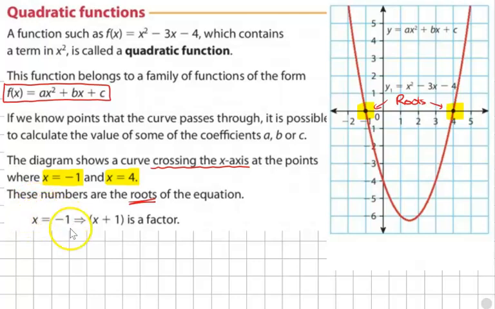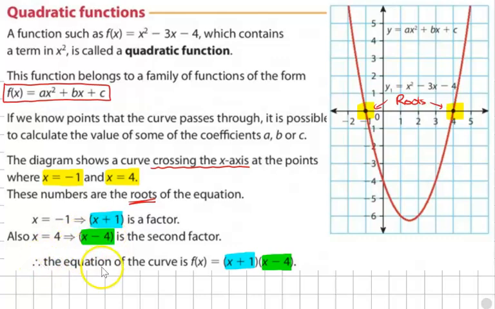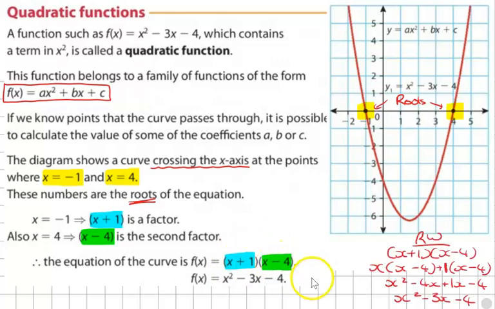So if x is equal to minus 1, then x plus 1 must be a factor. So we just put it into brackets and change the sign. And likewise, if x is equal to positive 4, then x minus 4 is the second factor. So therefore, the equation of the curve is f of x equals x plus 1 multiplied by x minus 4. So we multiply the two factors, which gives us x squared minus 3x minus 4.